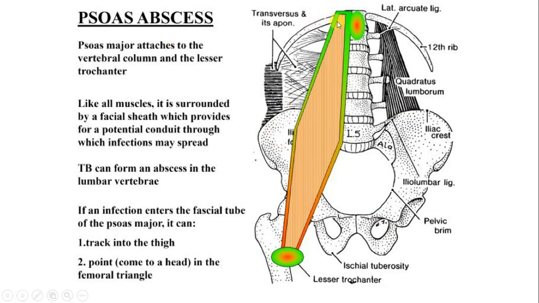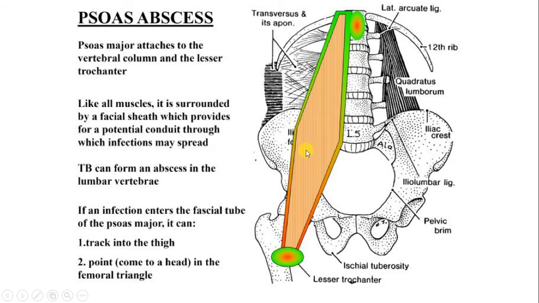So here in the schematic diagram has been shown the region of psoas muscle, insertion of psoas muscle. Tuberculosis is the most common cause, and the Crohn's disease of the small intestine, ileum disease, is the second most common cause. So this can enter the fascial tube of psoas major and track into the thigh, into the femoral triangle. So here it will involve the lumbosacral plexus also.